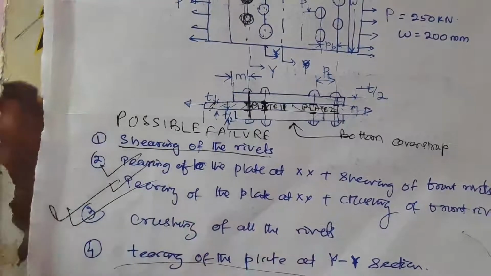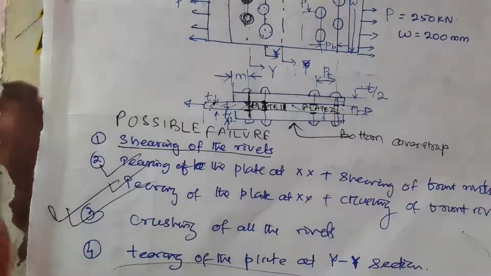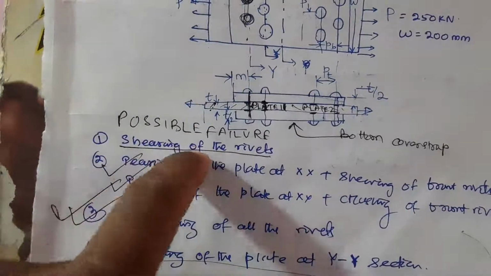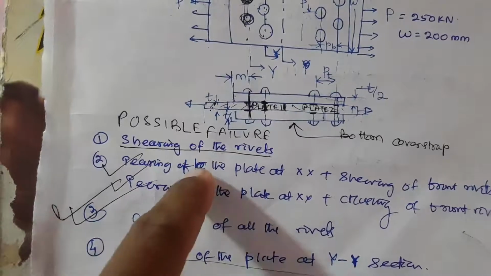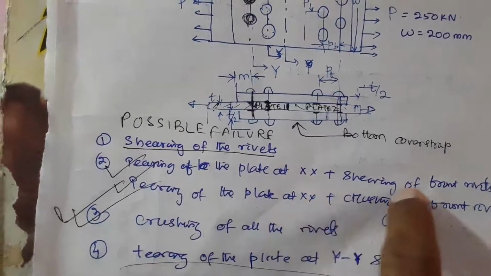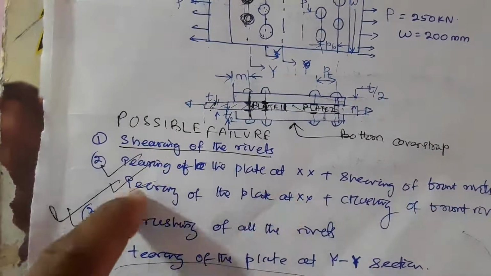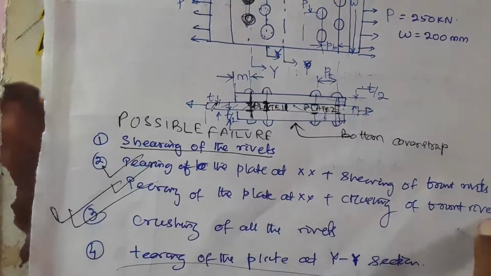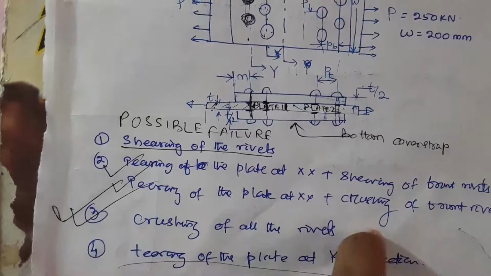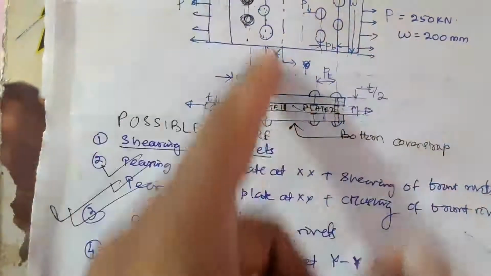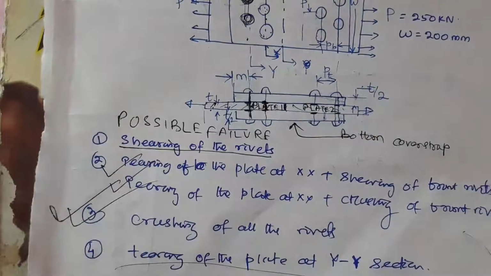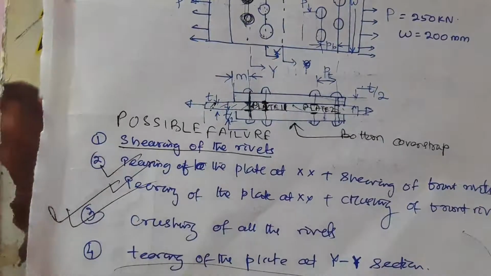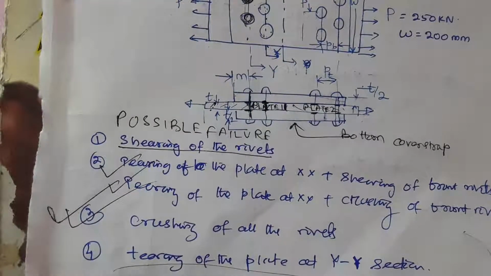We have to check each one of them and we have to see which is the weakest one, and based on that we have to design. We have to check the shearing strength of the rivets. We have to check the tearing of the plate at XX plus shearing of the front rivets. Again we have to check tearing of the plate at XX plus crushing of the rivets. Then crushing of all rivets, tearing of the plate at YY section. All these things we have to find out and check which is the minimum, and based on that we have to design.